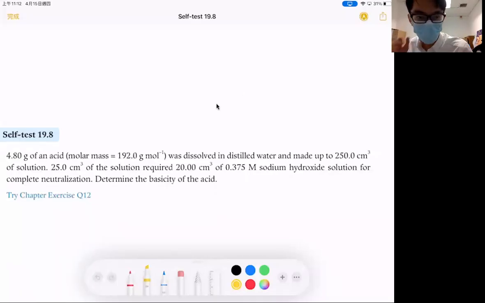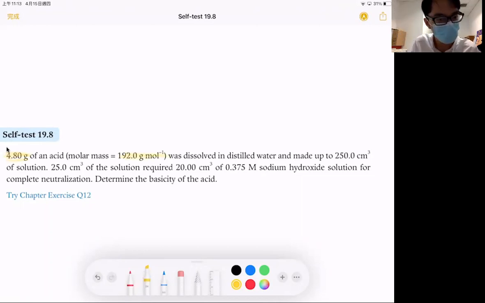So here is the second video about how we can calculate the basicity of an acid. We use self-test 19.8. First of all, how can we calculate the basicity? Refer to the question, and we need to highlight the information that is provided for you.